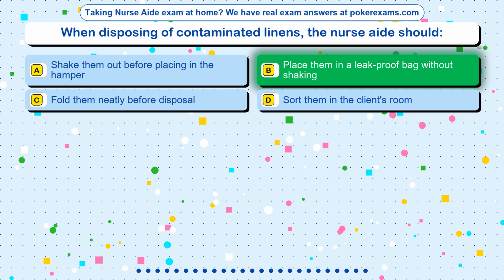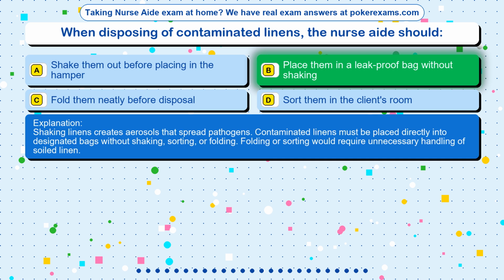The correct answer is option B. Place them in a leak-proof bag without shaking. Shaking linens creates aerosols that spread pathogens. Contaminated linens must be placed directly into designated bags without shaking, sorting, or folding. Folding or sorting would require unnecessary handling of soiled linen.